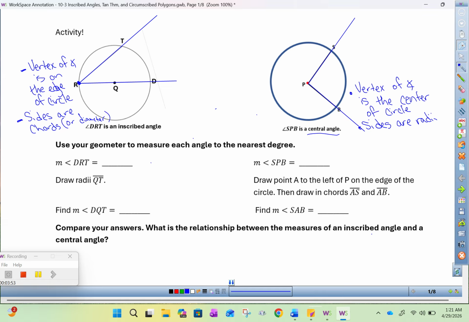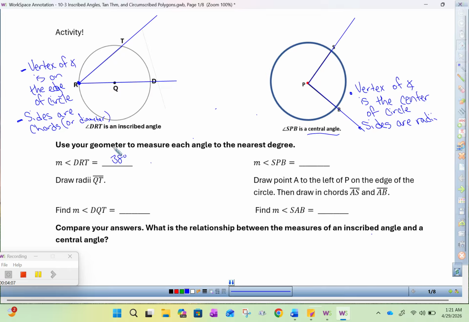Alright, when I went ahead and measured angle DRT, so from here to here to here, I got 38 degrees. And if you're off by 1 or 2 degrees, that's no big deal. If you're off by like 10 or 20 or 30 degrees, that is a big deal. Okay, so you may lay down your geometer and remeasure for me.